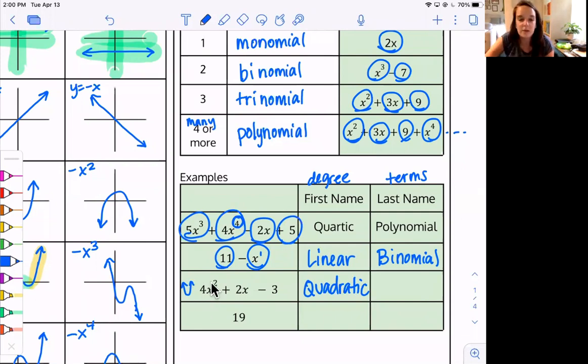No, I'm talking about, it's always the biggest exponent. It's okay, David. It's always the biggest exponent. So since the biggest exponent here is x squared, then we would have quadratic. Okay, and then how many pieces? How many pieces does it have? 1, 2, 3. So the last name that goes with three pieces is trinomial. Absolutely, Gracia. Good job. Trinomial.